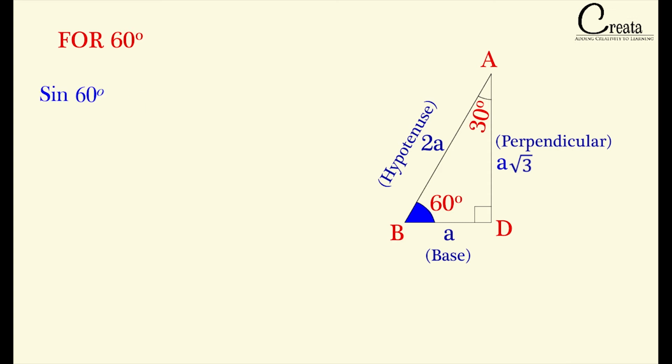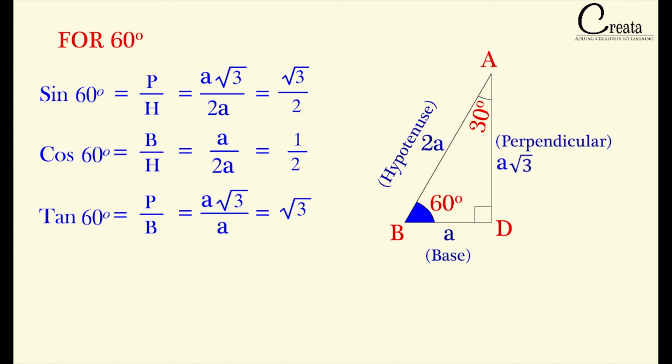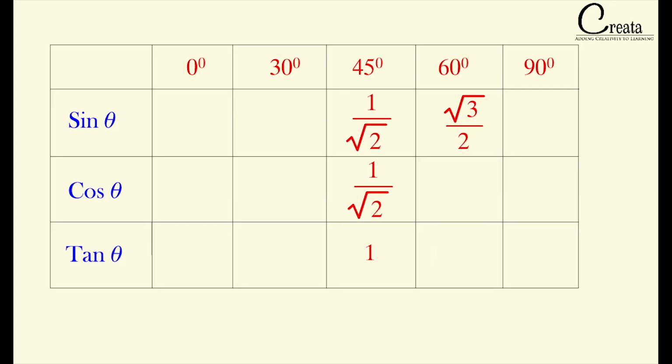Sine 60° will be perpendicular over hypotenuse, that is A root 3 by 2A, that will be root 3 by 2. And cos 60° is base over hypotenuse, that is A by 2A, that will be 1 by 2. And tan 60° is perpendicular over base, that is A root 3 by A, that will be root 3. So we get all the three trigonometric ratios for 60° angle. Let's put it in our main trigonometric table. So our 60° is complete.